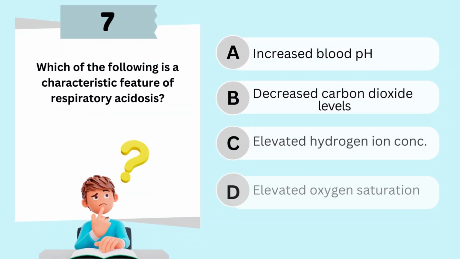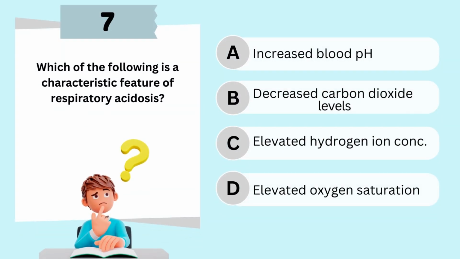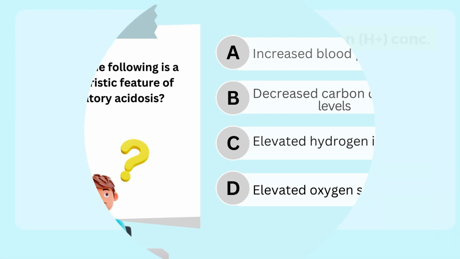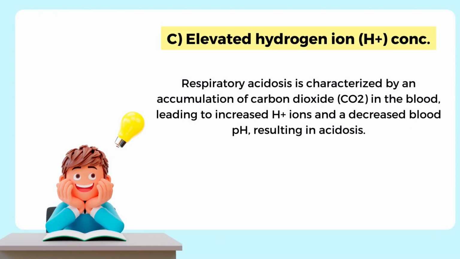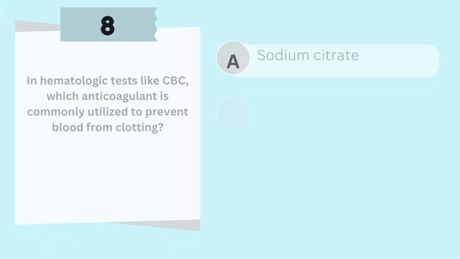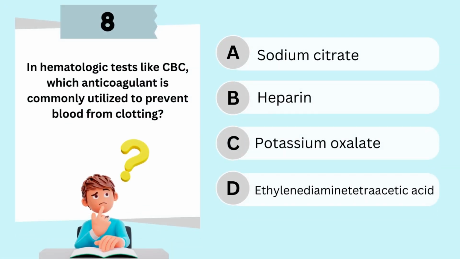Which of the following is a characteristic feature of respiratory acidosis? The correct answer is C. Elevated hydrogen ion concentration. In hematologic tests like CBC, which anticoagulant is commonly utilized to prevent blood from clotting?